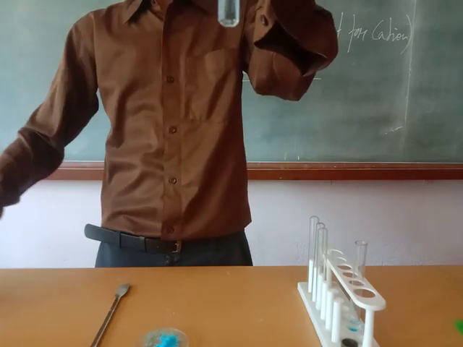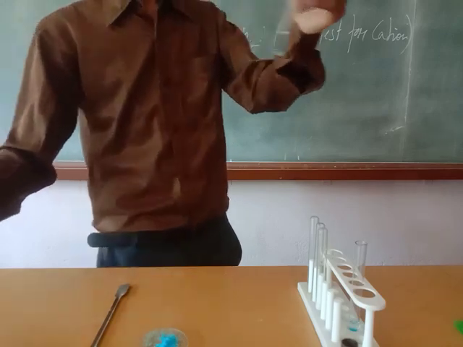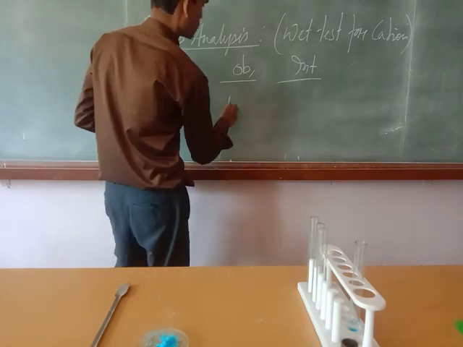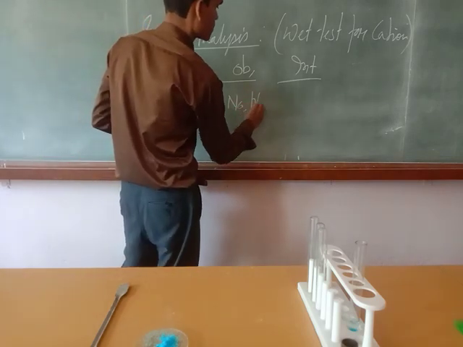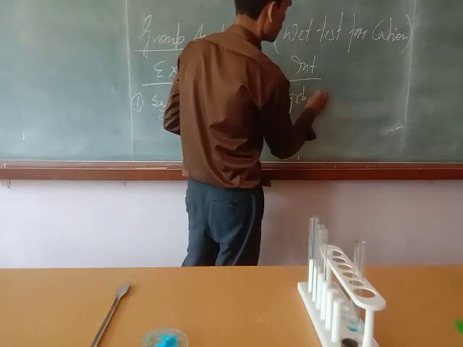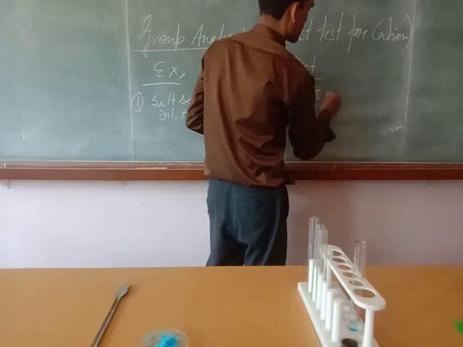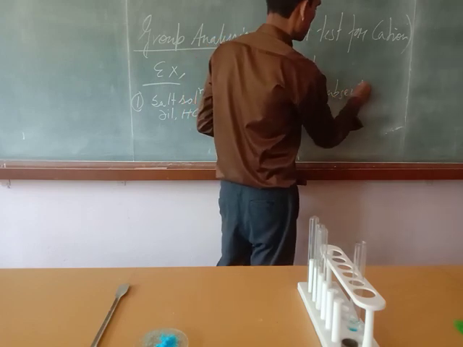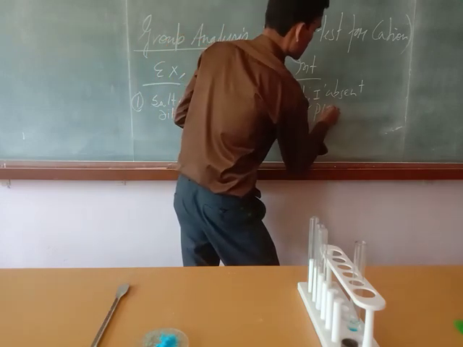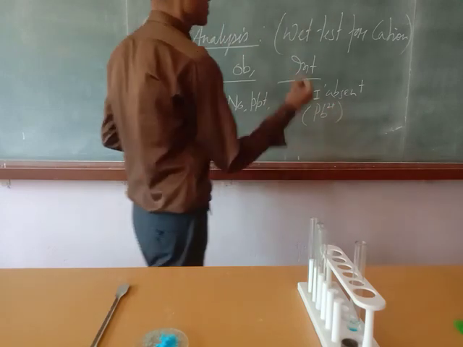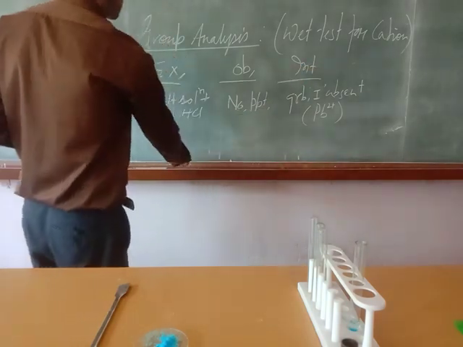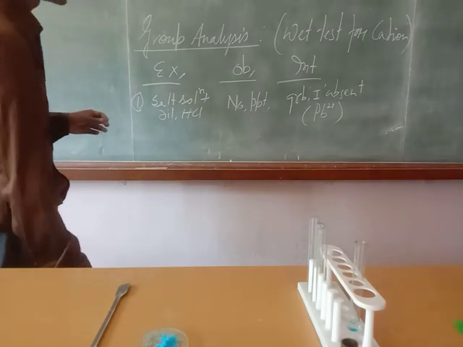So no PPT, no observation. Here you write no PPT, meaning precipitate, meaning group 1 absent. In group 1, lead ion is present. So lead ion is absent. Since there is no PPT, group 1 is absent. Lead ion is absent.